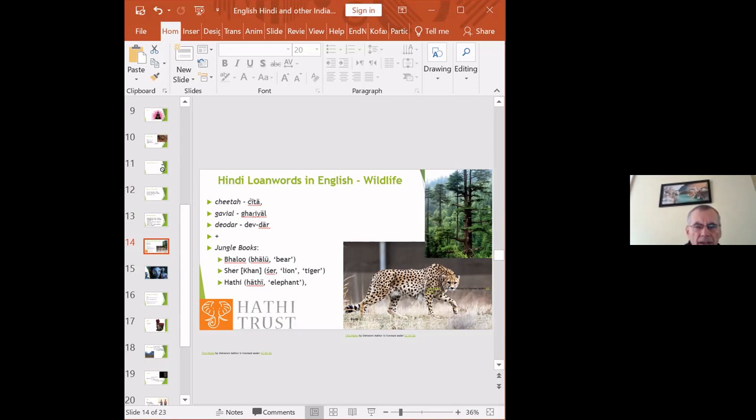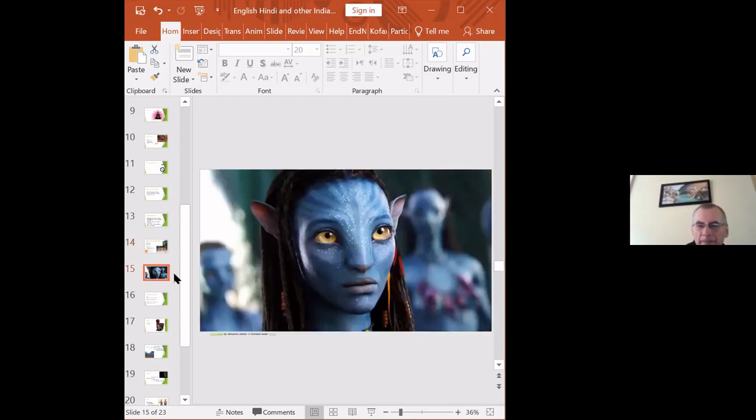You may realize that you know the most famous Indian animals by the names Kipling gave to his heroes in the Jungle Books, such as Bhalu, Hindi Bhalu means bear, Sher from Sher Khan, Sher means lion or tiger, and Hathi means elephant. The shared words include social and religious concepts specific to India, with which the British came to contact, such as Maharaja, Brahmin, and indeed, avatar, an important concept in computer games.